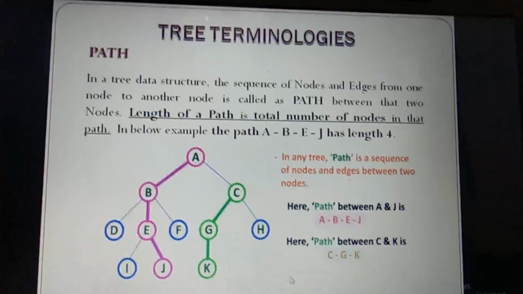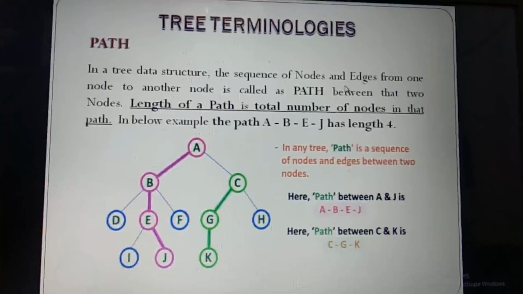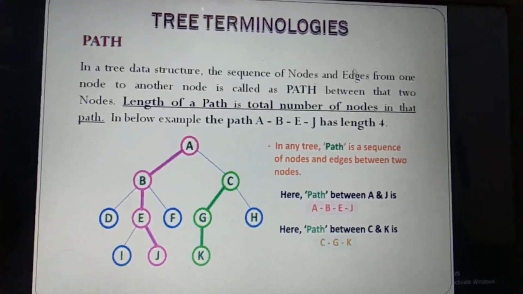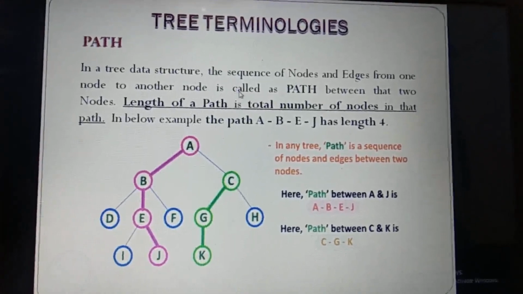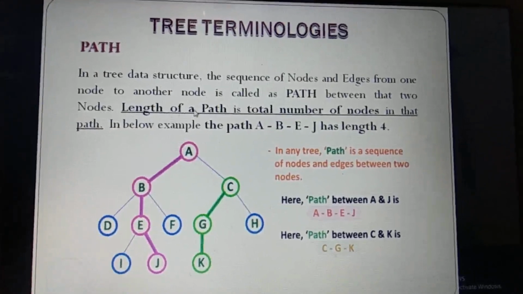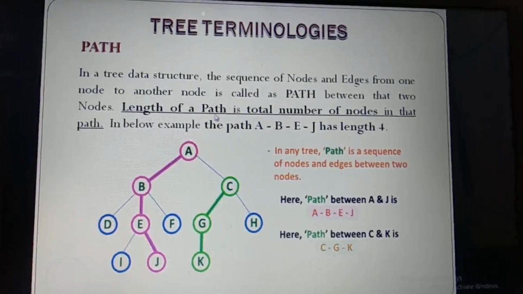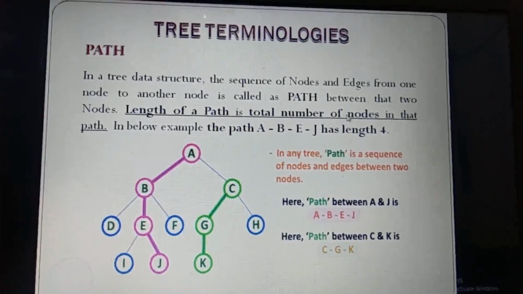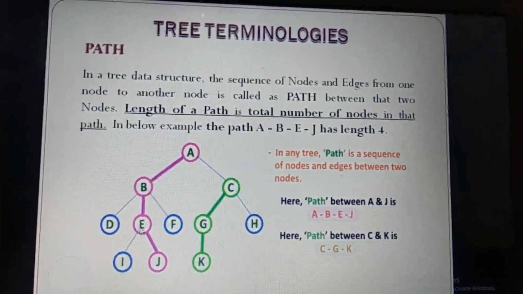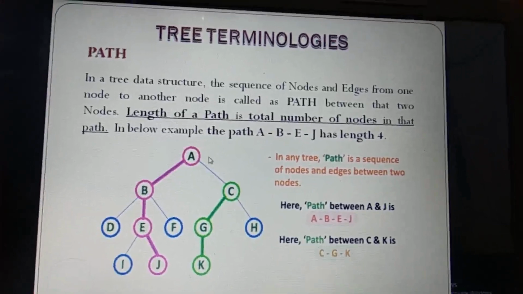Next one, a very important topic, path. In a tree data structure, the sequence of nodes and edges from one node to another node is called the path between those two nodes. The length of a path is the total number of nodes in that path. In the example below, A to B, B to E, E to G. The length of this path is 4 because it has 4 nodes.